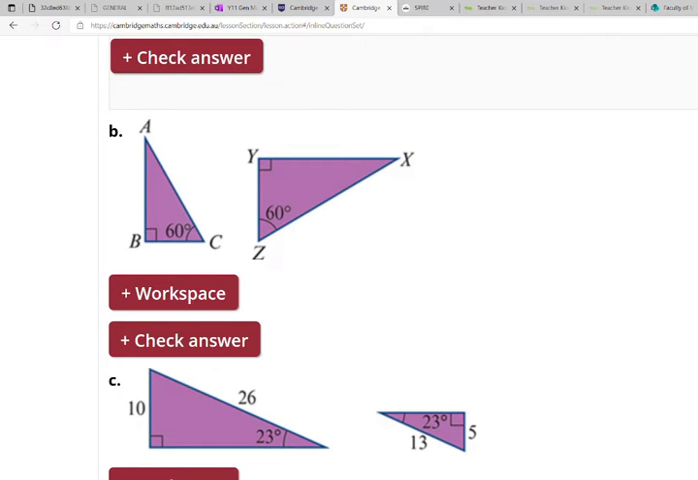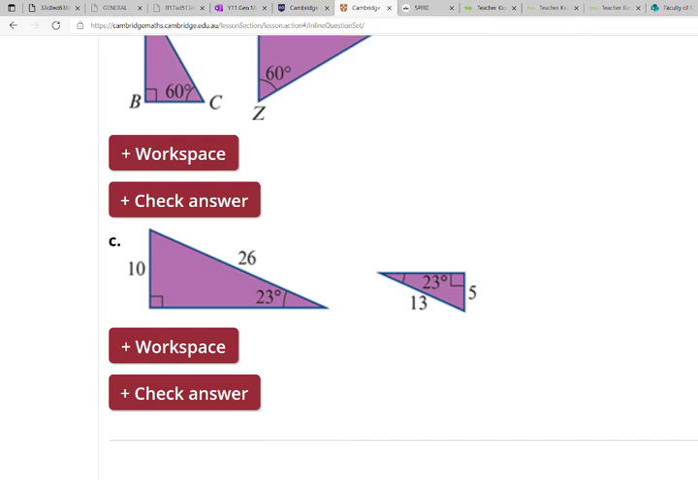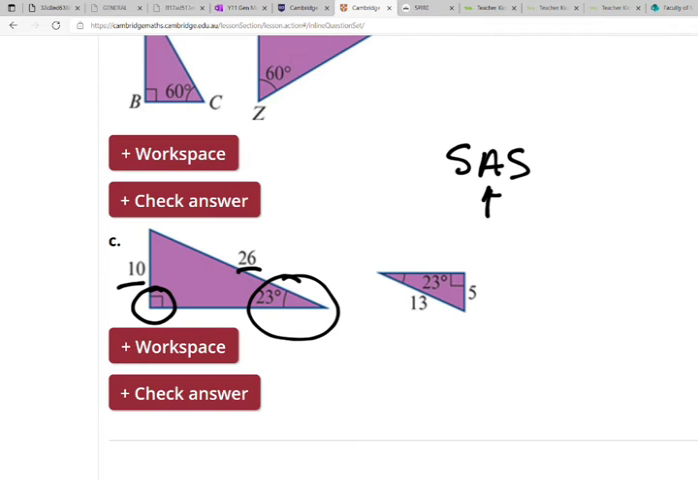Get the idea? Yeah. All right, look at C. I know 23 degrees and 26 and 10 are the lengths. But is it? Because remember, in side angle side, where is the angle? In between the sides. In between them. And is this angle between the two sides that I know? No. You can figure it out. It's 23 plus 90, which is 113 minus 180, which is 67.